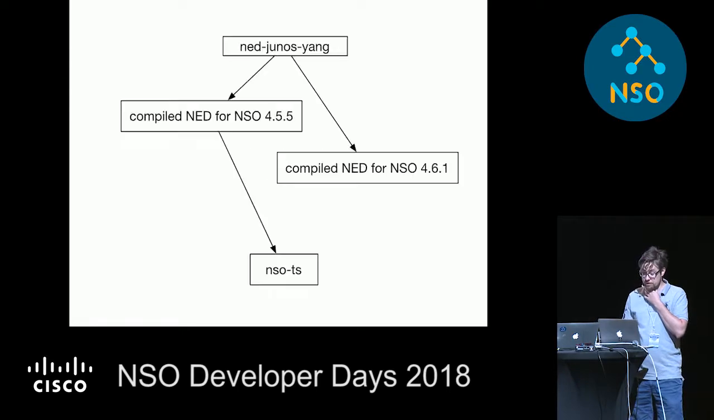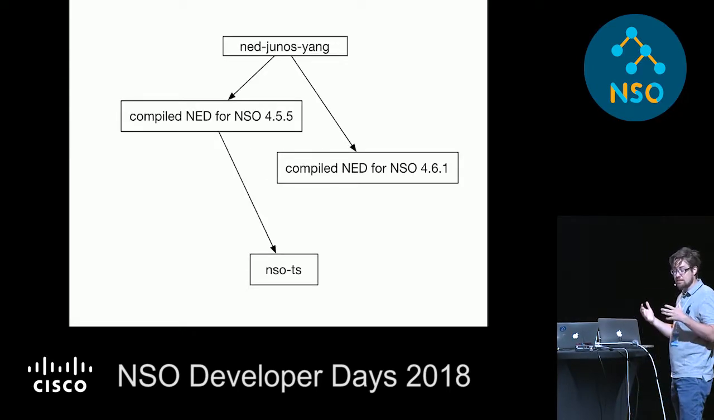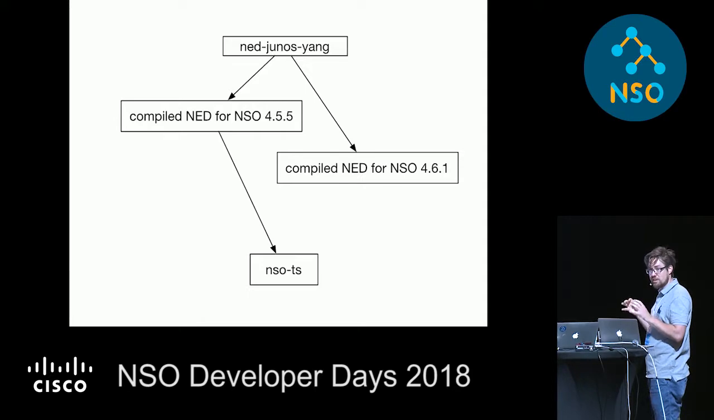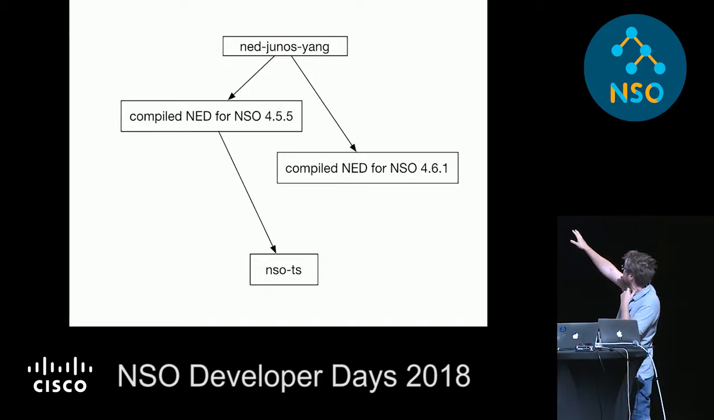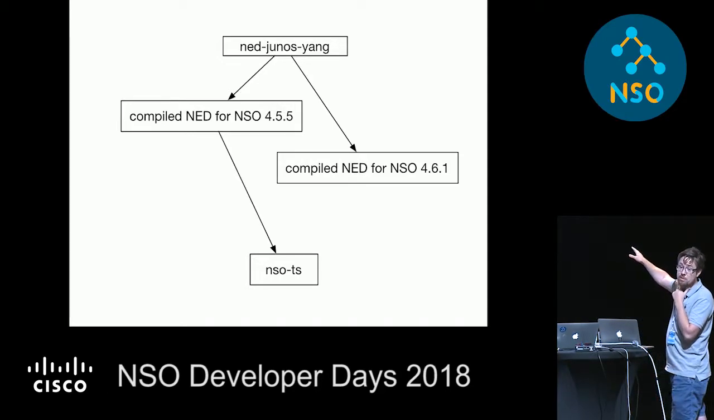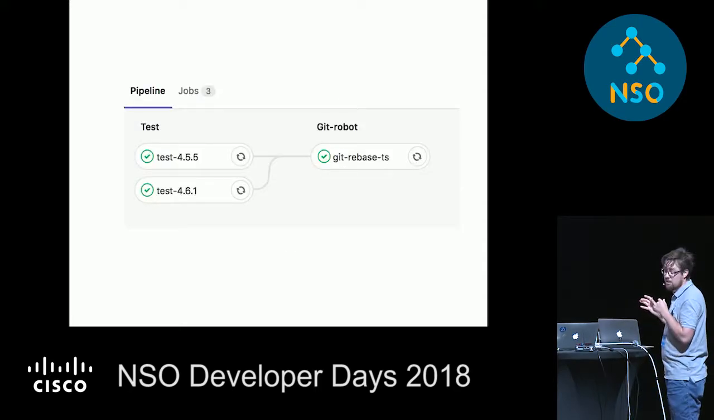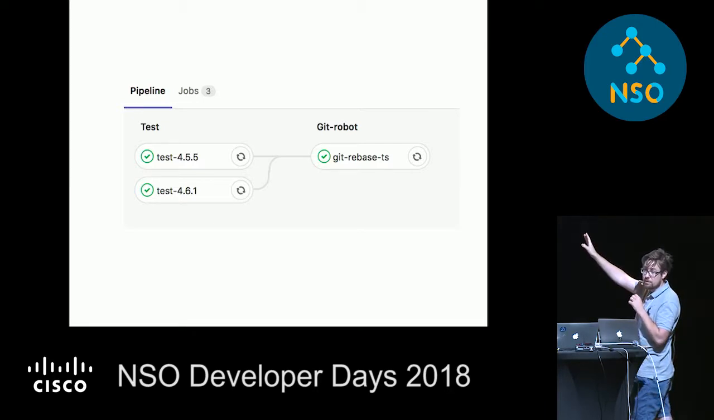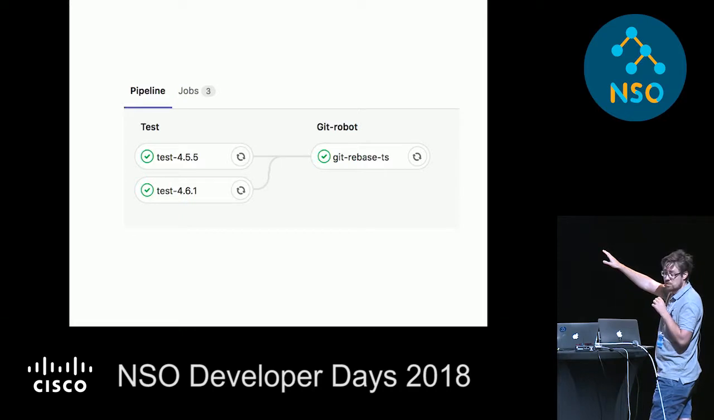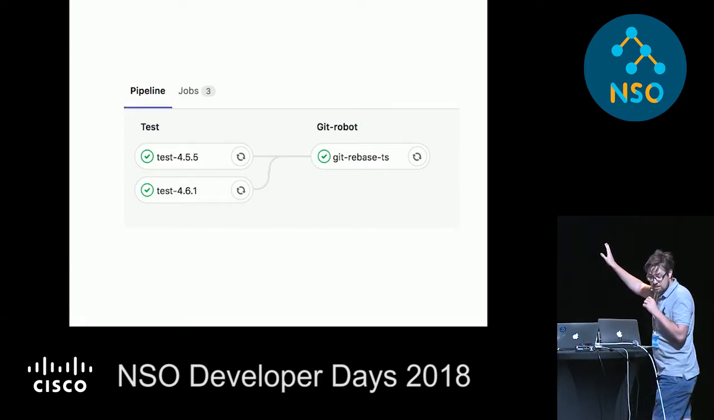The NED build, if you look at that, each NED compiles itself in CI for the specified versions of NSO that we've listed, and saves the binaries as artifacts. So NSO TS, that repo down here, then pulls in the binary artifacts for the given version of NSO that we're using. We're compiling them for multiple versions of NSO because we want to be able to test with multiple versions of NSO. And I'll get to that later. So here's an actual CI pipeline for a NED. There's a test stage on the left here, right? 2 jobs, one for 4.5.5, one for 4.6.1. And there's a second stage, which I'll get to.